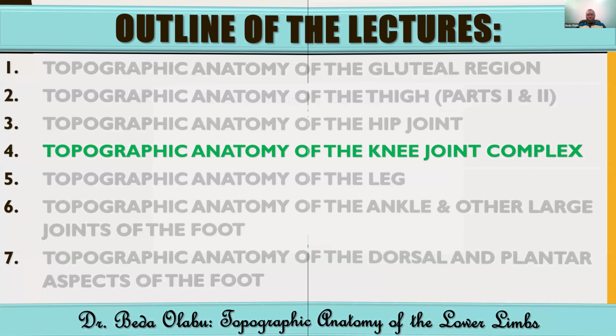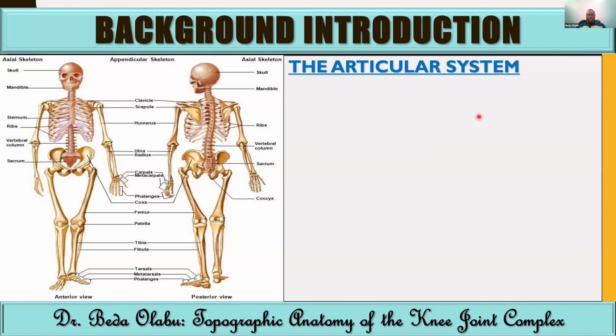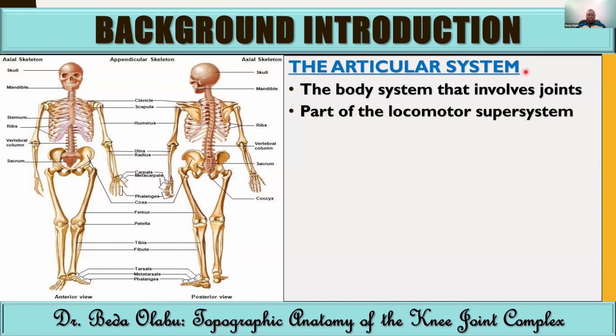Just a background before we delve into the knee joint itself. We know that the body has multiple systems, and one of those is the articular system. When we talk about the articular system, we're talking about a system of the body that is concerned with the joints. Generally, this articular system is part of a bigger supersystem, which we call the locomotor supersystem, that consists of the articular system, the muscular system, and the skeletal system.